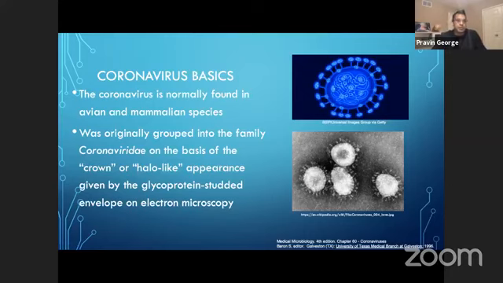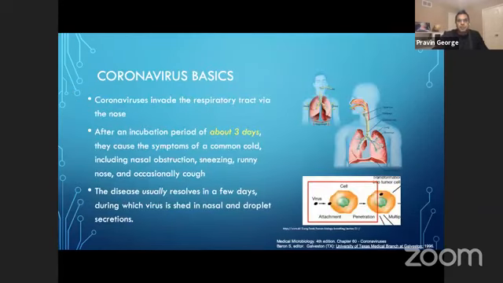It was originally grouped into the family of Coronaviridae based on its appearance. It has that crown-like appearance around it, and that's given by this glycoprotein-studded envelope on electron microscopy. In general, it invades the respiratory tract via the nose, and after about an incubation period of 3 days, it causes the symptoms of a common cold: nasal obstruction, sneezing, runny nose, occasional cough. And in general, that's usually where it ends.